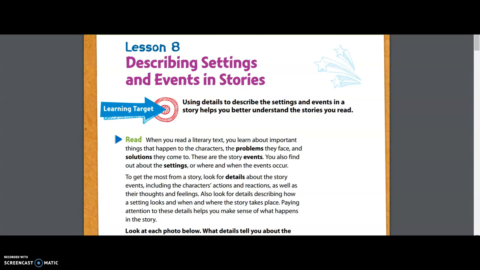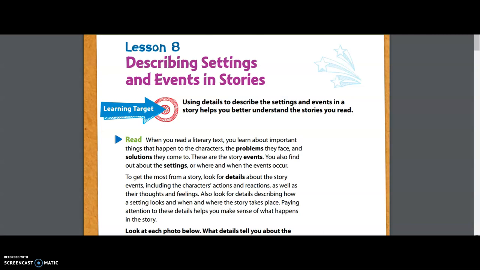Now that we have a little bit of an idea, not too much, and our minds are wrapped around what setting and events could potentially mean, we're going to jump in deeper and actually figure out the words. If you look at the lesson here, we have Lesson 8, describing settings and events in stories. Our learning target, or our standard for the week, is that each of you are going to be able to use details to describe the settings and events in a story, because that's going to help you better understand the story as you read it. So that is our goal.